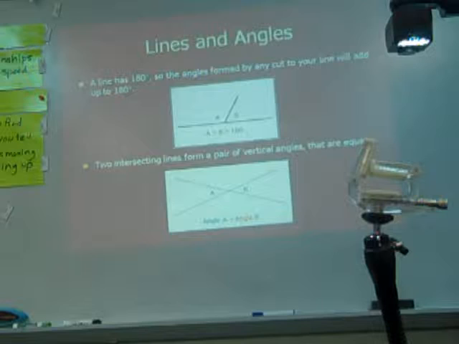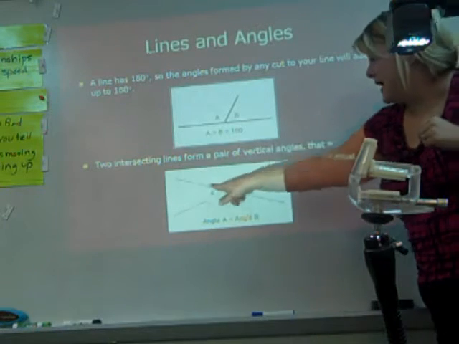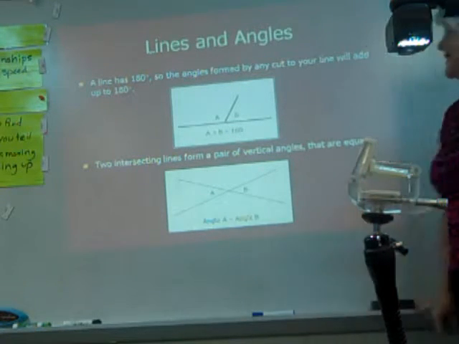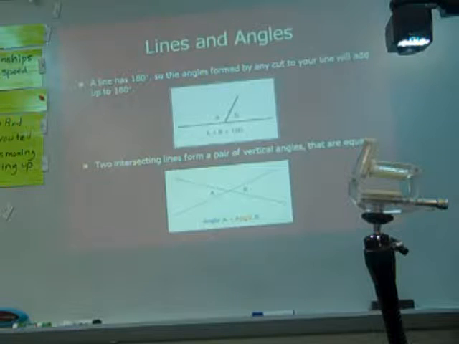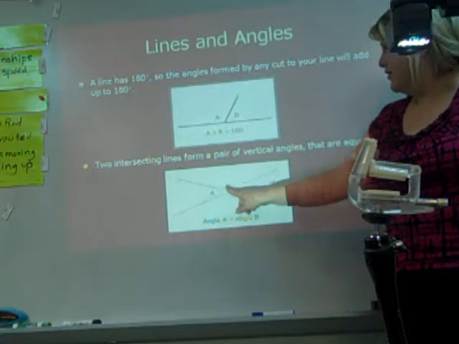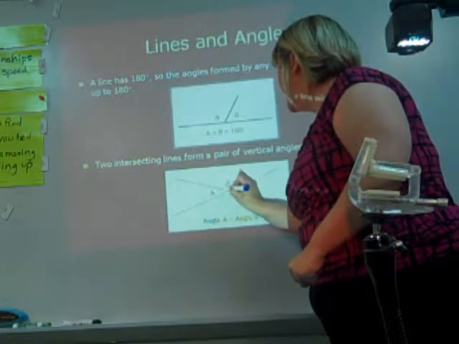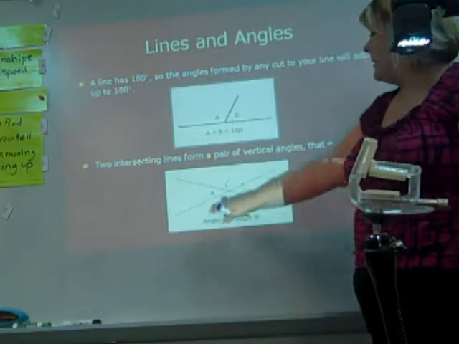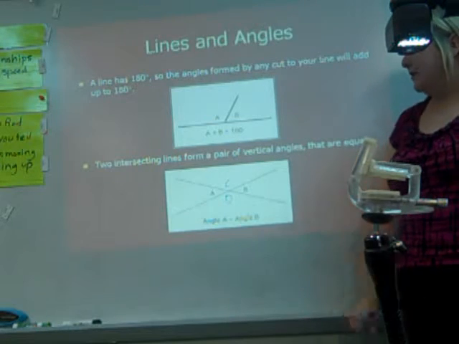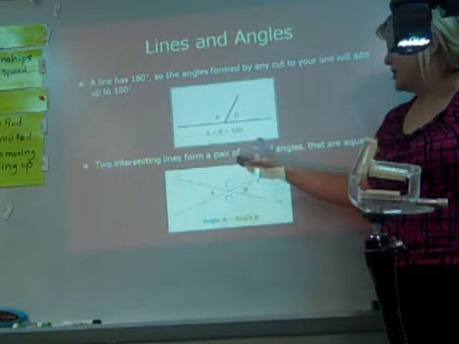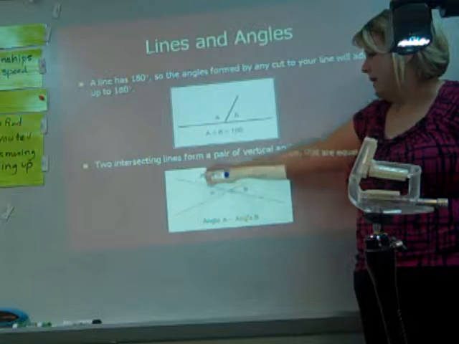2 intersecting lines, if you see an X shape like this, 2 lines that intersect, they form a pair of what we call vertical angles. Here and also here. We could also call these 2 C and D. A and B are equal, so are C and D. If they're across from each other in this X shape, they're called vertical angles, and they're equal.